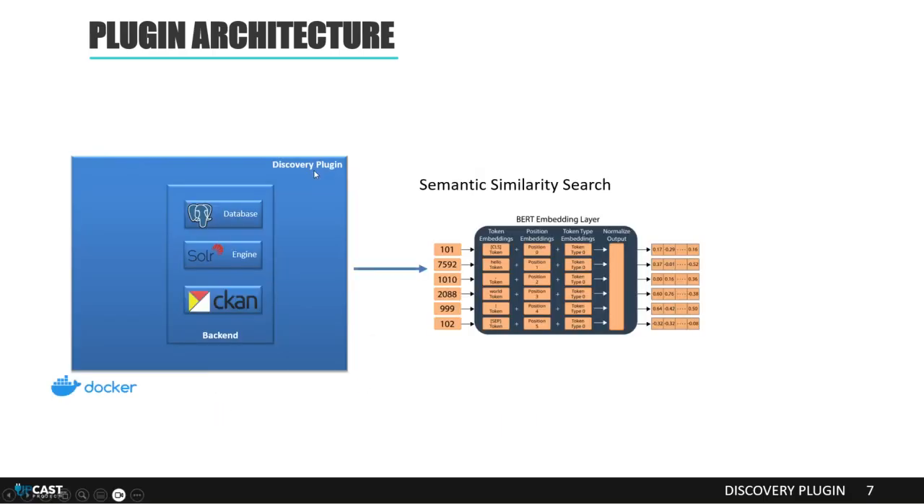If we go a bit deeper on the Discovery plugin, the main innovation that we present here is a semantic similarity search that is based upon the scientific concept of BERT embedding layers, BERT language models, so enabling a more advanced type of discovery based on the descriptions of the datasets that are stored in the Discovery plugin.